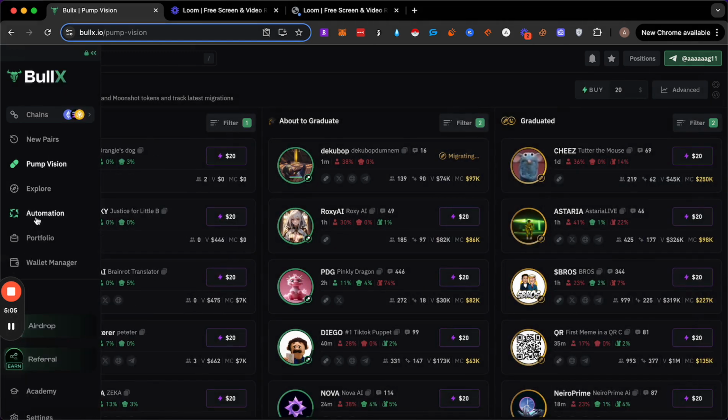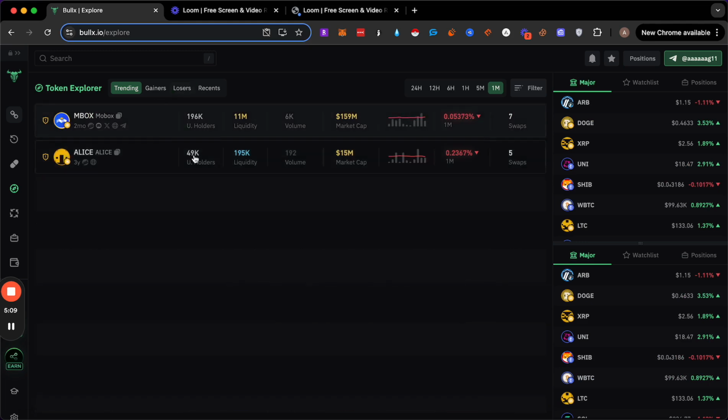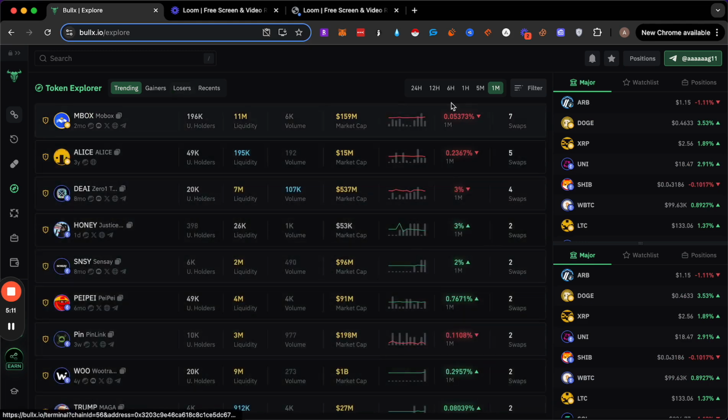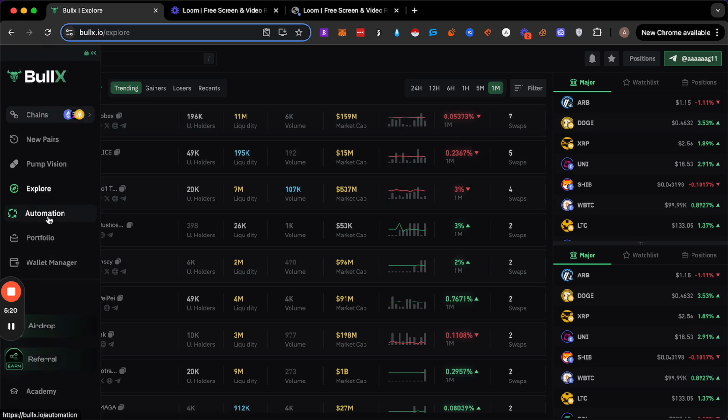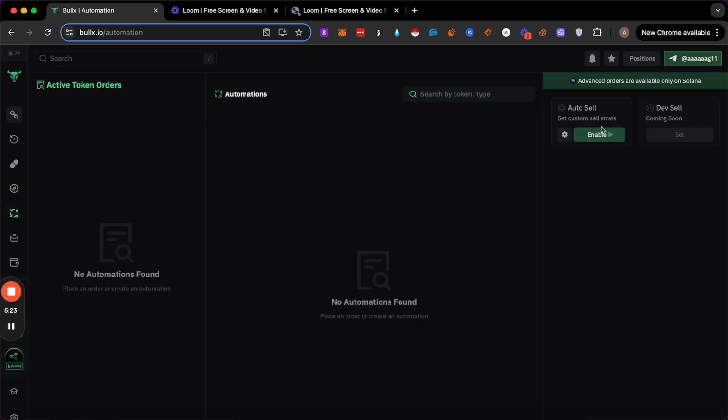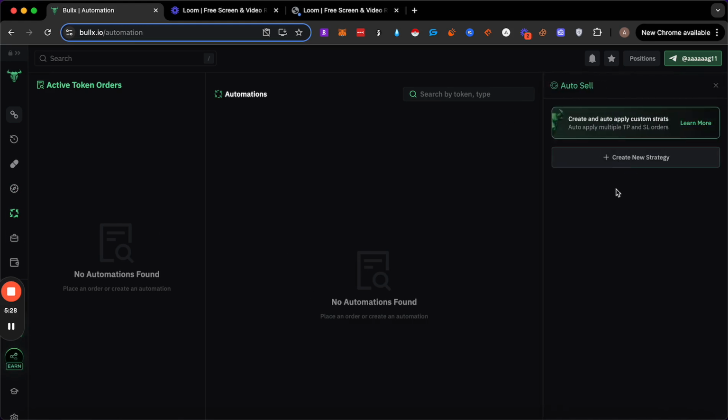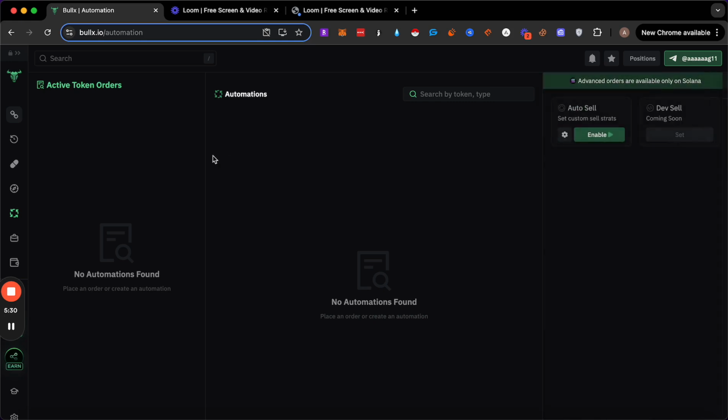Now as far as some other features, there's a token explorer. You can track token sentiments. You can check the major tokens, Uniswap, Shiba Inu, Litecoin, etc. There's automations you can do for buying and auto selling when you're trading, so I don't really mess with these too much. I could create a video showing you guys how to do this if you're interested.